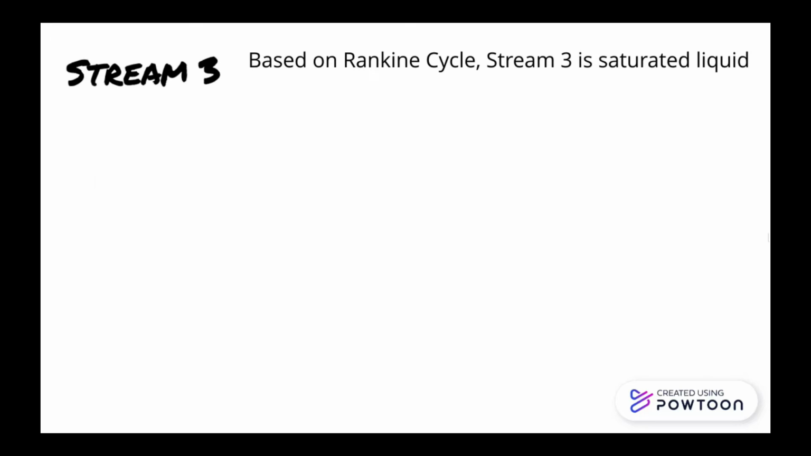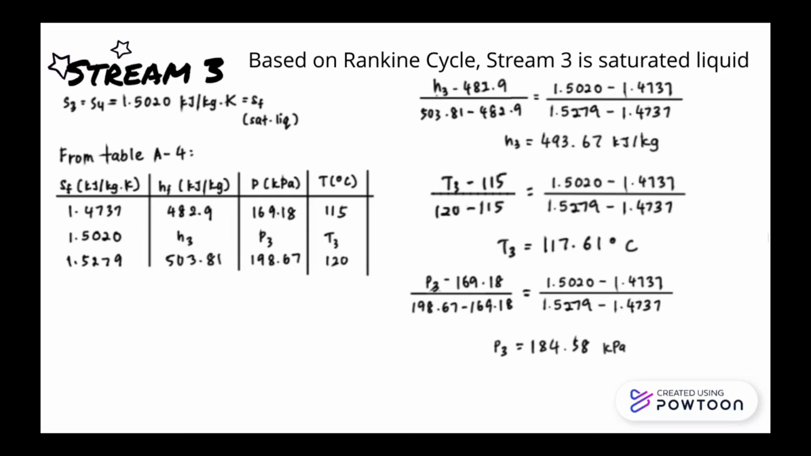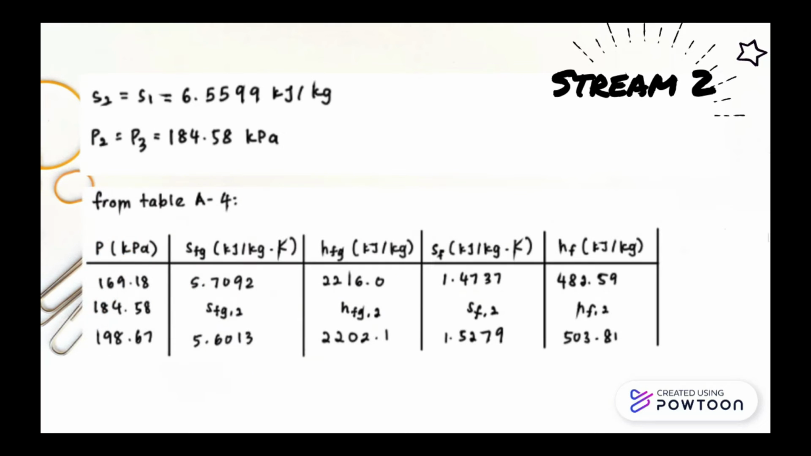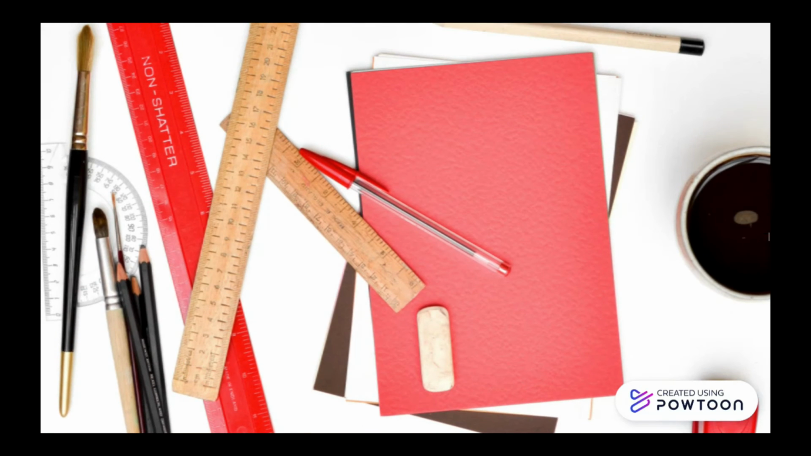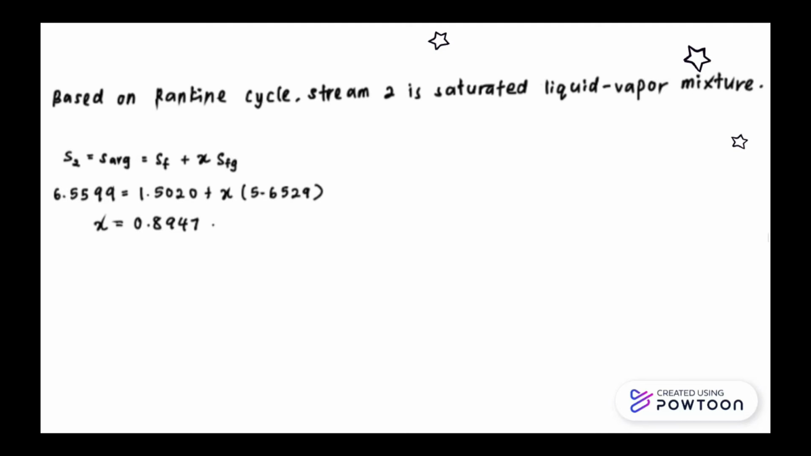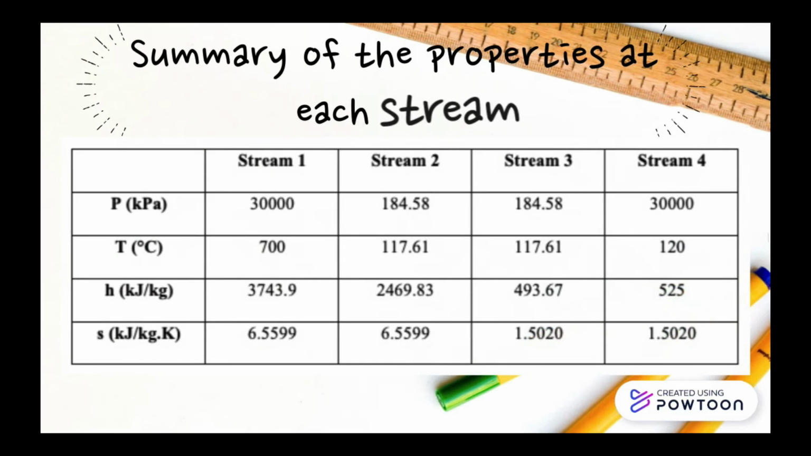At stream 3, based on the Rankine cycle, stream 3 is a saturated liquid. Since 3 and 4 are isentropic processes, their entropy values are the same. We can calculate h, T, and P values by using linear interpolation. At stream 2, since streams 2 and 1 are isentropic processes having the same entropy value, from table A4, we use linear interpolation to calculate these values. Based on the Rankine cycle, stream 2 is a saturated liquid-vapor mixture. We use this formula to determine the quality x and calculate the h2 value using this formula. This is a summary table of the properties at each stream.